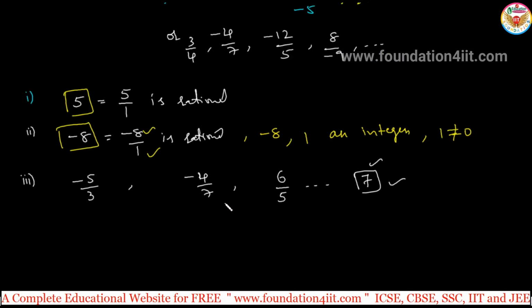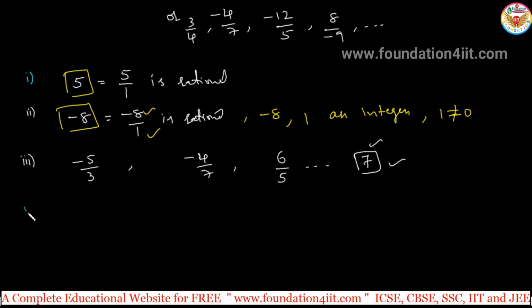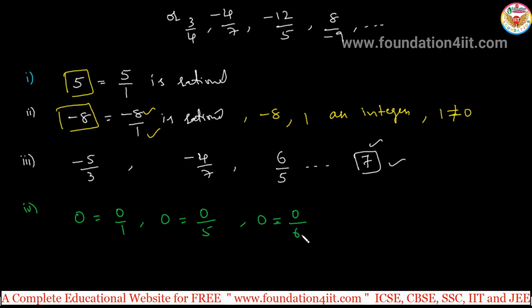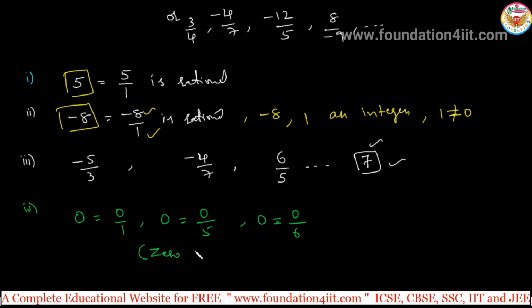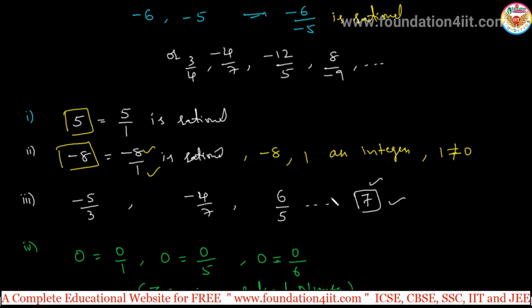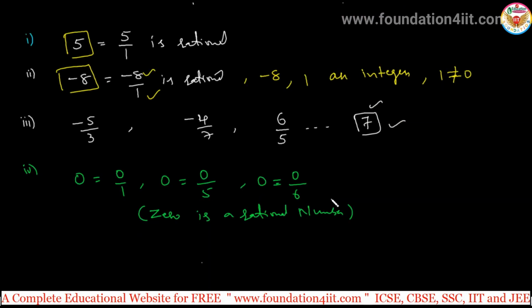And when you come to the next property, let us see about 0. 0 is equal to 0 divided by 1. Same, 0 is equal to 0 divided by 5. 0 is equal to 0 divided by 6. 0 divided by any number other than 0 is equal to 0. So 0 is a rational number, because it is numerator divided by denominator, and the denominator is non-zero. In this, 0 by 5 is nothing but 0. So 0 is a rational number. Just remember this. So finally we conclude that every integer is a rational number.